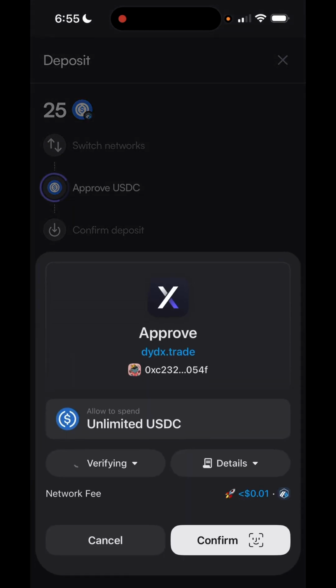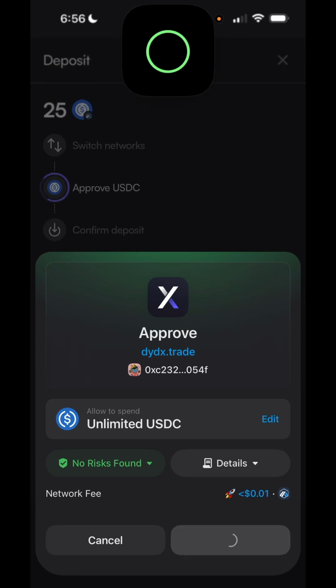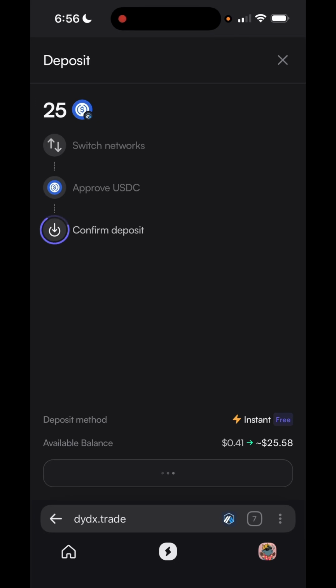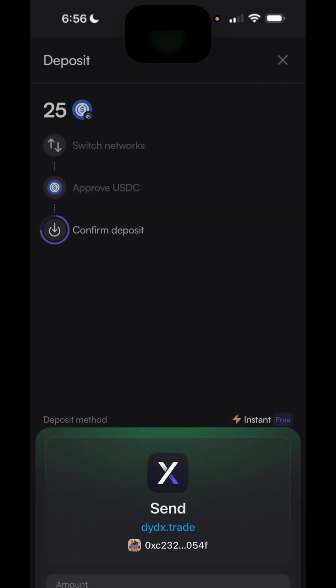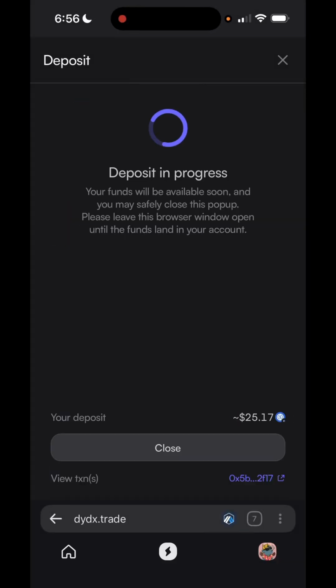It will switch the network, and the next step is to approve USDC on Arbitrum for first time deposits. Thus, we use Ethereum on Arbitrum to pay for the fee of approval. Next is to confirm deposits. And as you can see from the screen, the network fee is $0.01 Ethereum on the Arbitrum chain. Then you confirm your deposit, and the deposit is in progress.